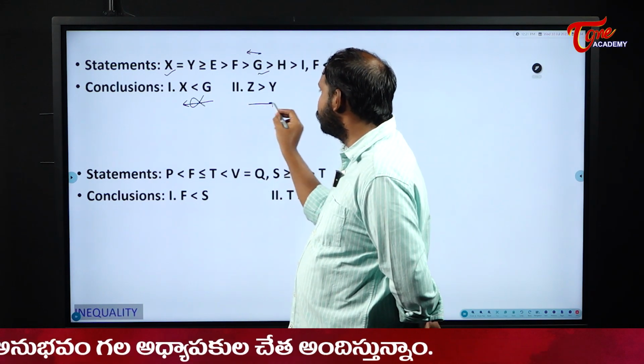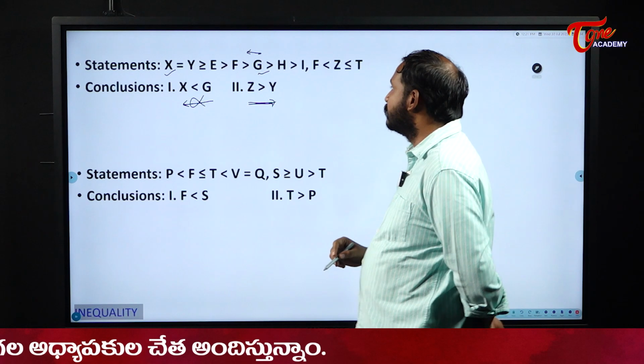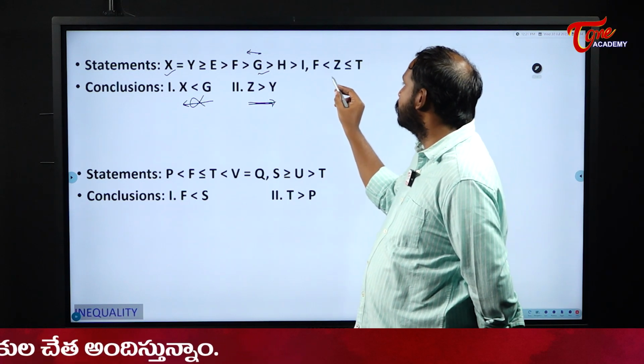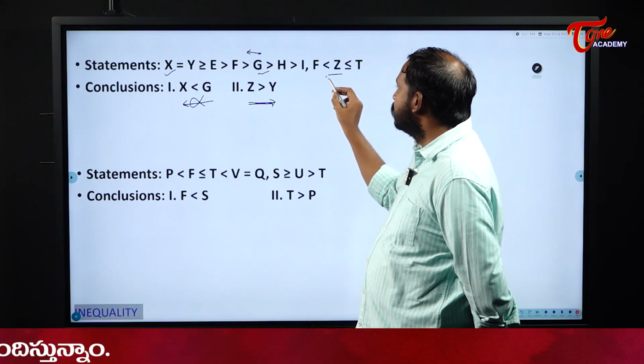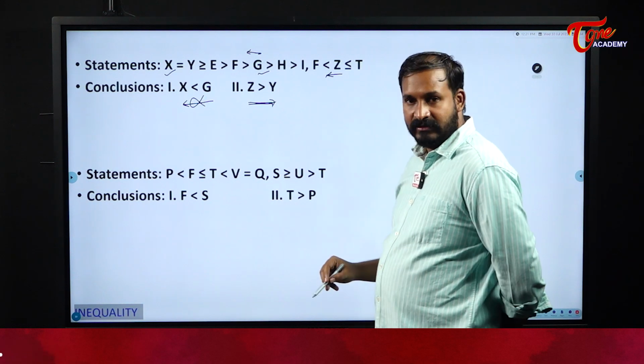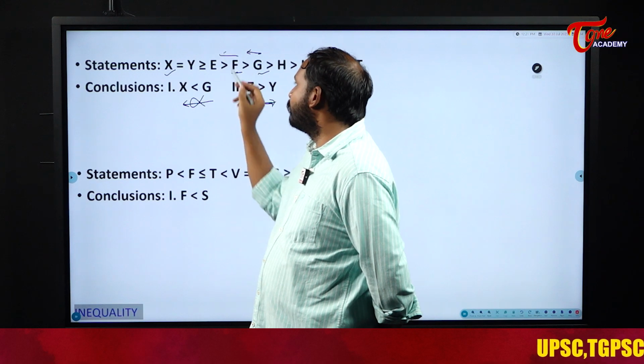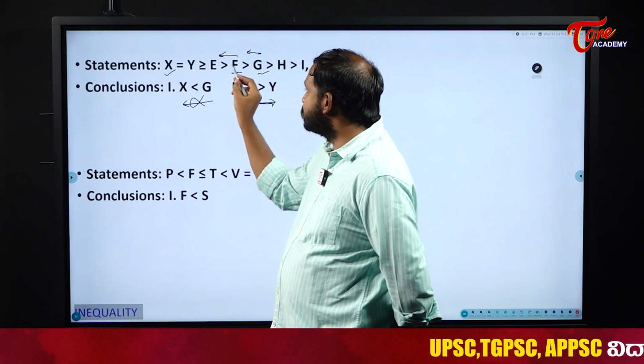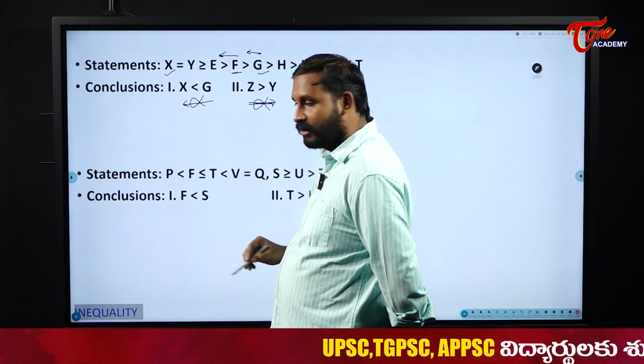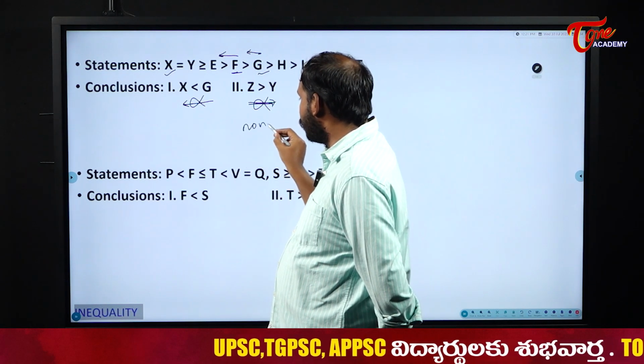Next, see the next one. I should travel from Z to Y. Where do I have Z? Here. Okay. Z to F I can travel. Why? Because it is an open gate. Next, F is here. Is it possible for me to go from F to E? No. Why? Because it is a closed gate. So this one is also gone. So here none follows.